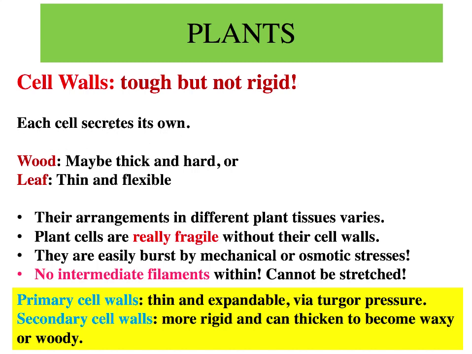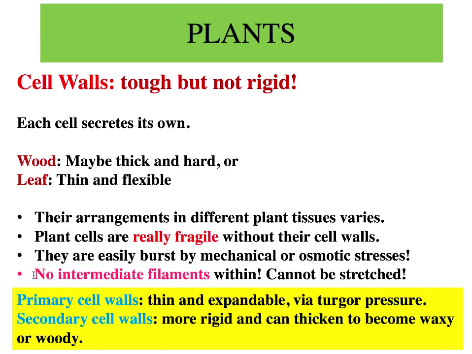Each cell secretes its own cell wall, so every cell wall in the plant is produced by one of its cells. Depending on the location of that cell, its cell wall may be thick and hard, as in the example of wood, or it could be thin and flexible, as in the example of cells in the leaf. If the cell wall is stripped away from any plant cell, then those cells become really fragile and they easily burst under mechanical or osmotic stresses.